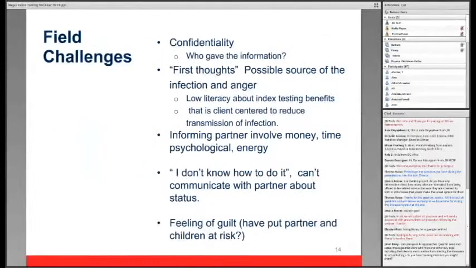Field challenges that we've had in integrating this testing into the KP program: issues of confidentiality, what we call first thoughts, where people think about where the infection is coming from and the anger that comes around with that, informing the partner, in this case playing about money, time, and the psychological energy involved, and then the know-how in disclosure. These we think had to be focused on as we continue.